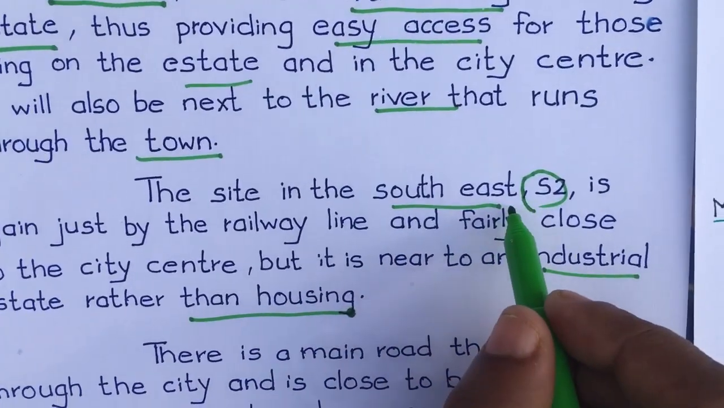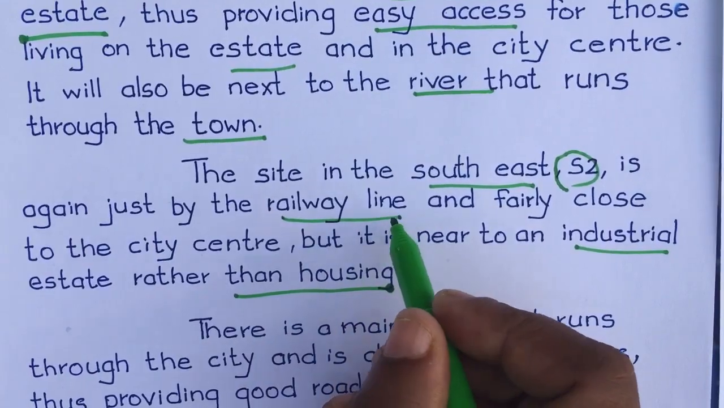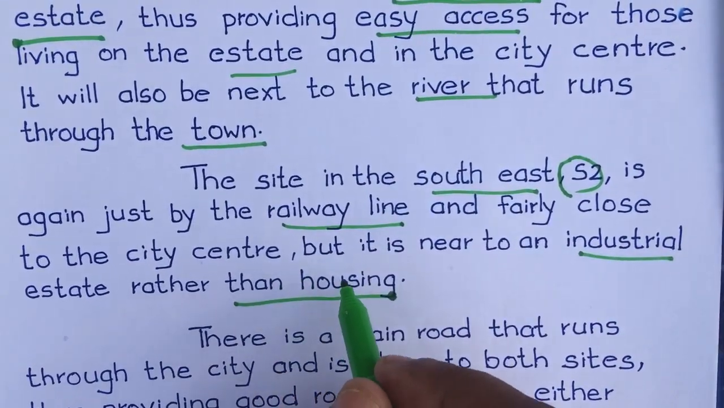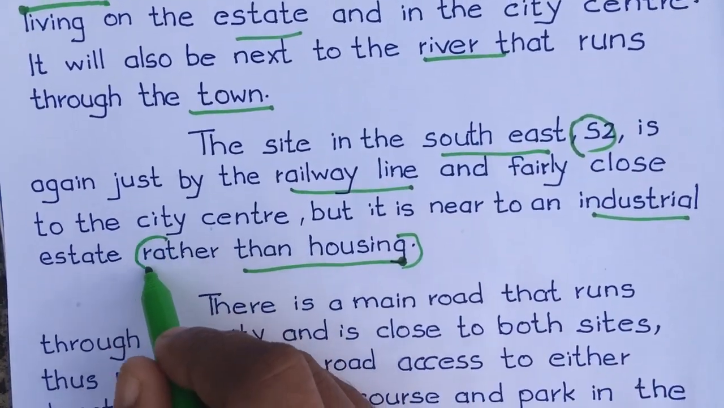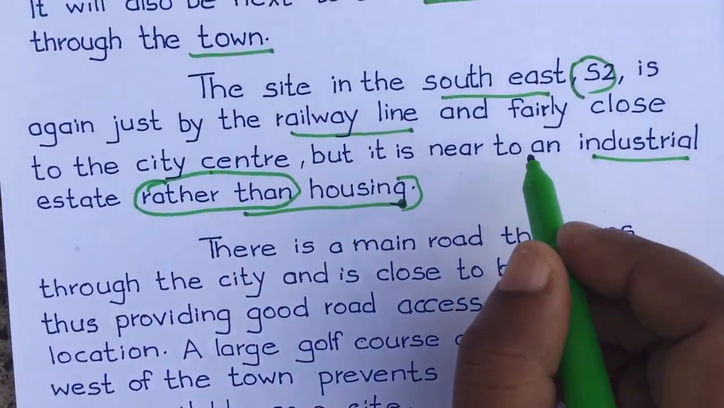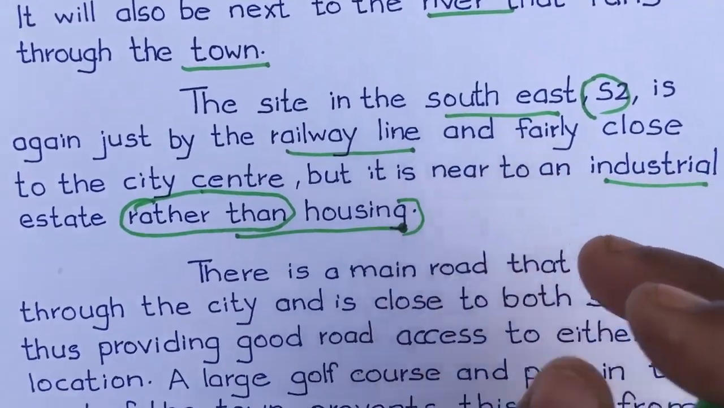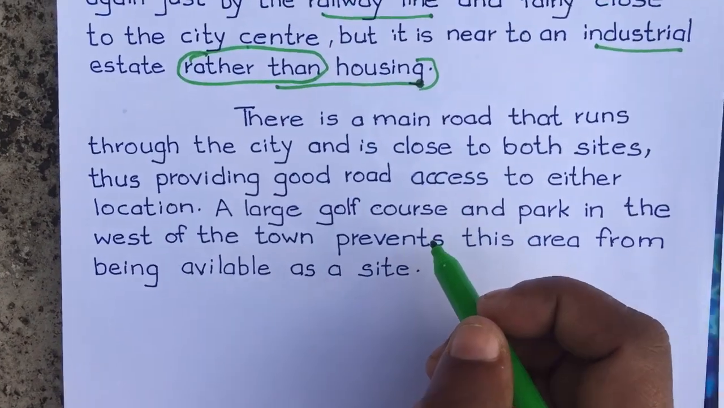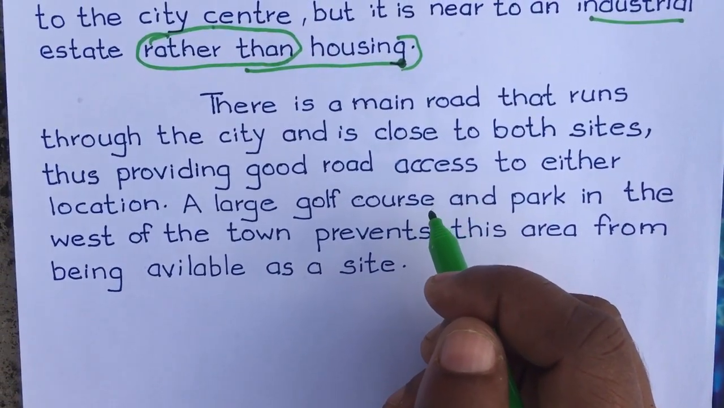The site on the southeast, as I said, S2, is again just by the railway line. Got it? And fairly close to the city center, but it is near to an industrial estate rather than housing. See, I have clearly written about the comparison. It is near to an industrial estate rather than housing. So wherever I make some comparisons, it gives more and more weightage to your marks. So next time when you write, comparison is a must.